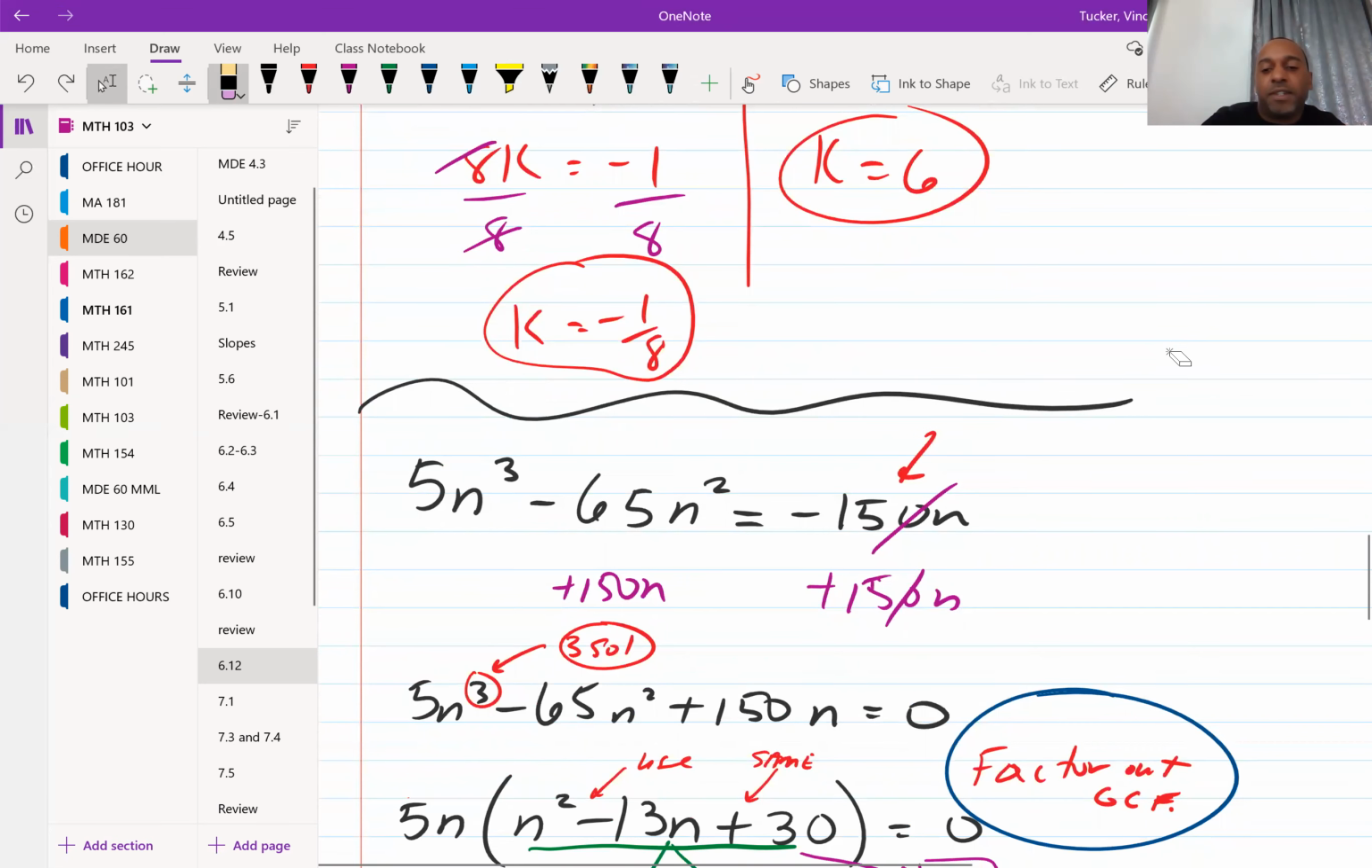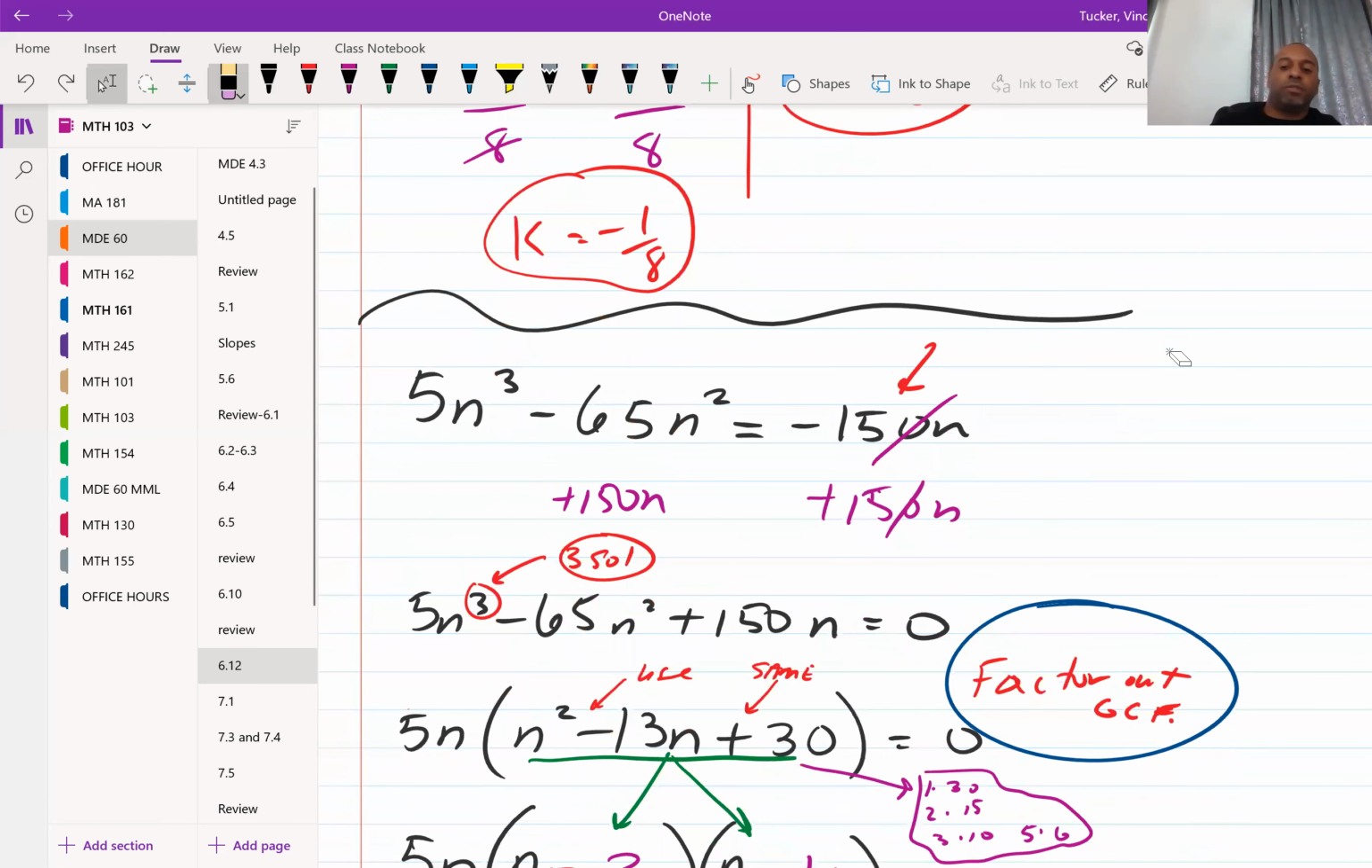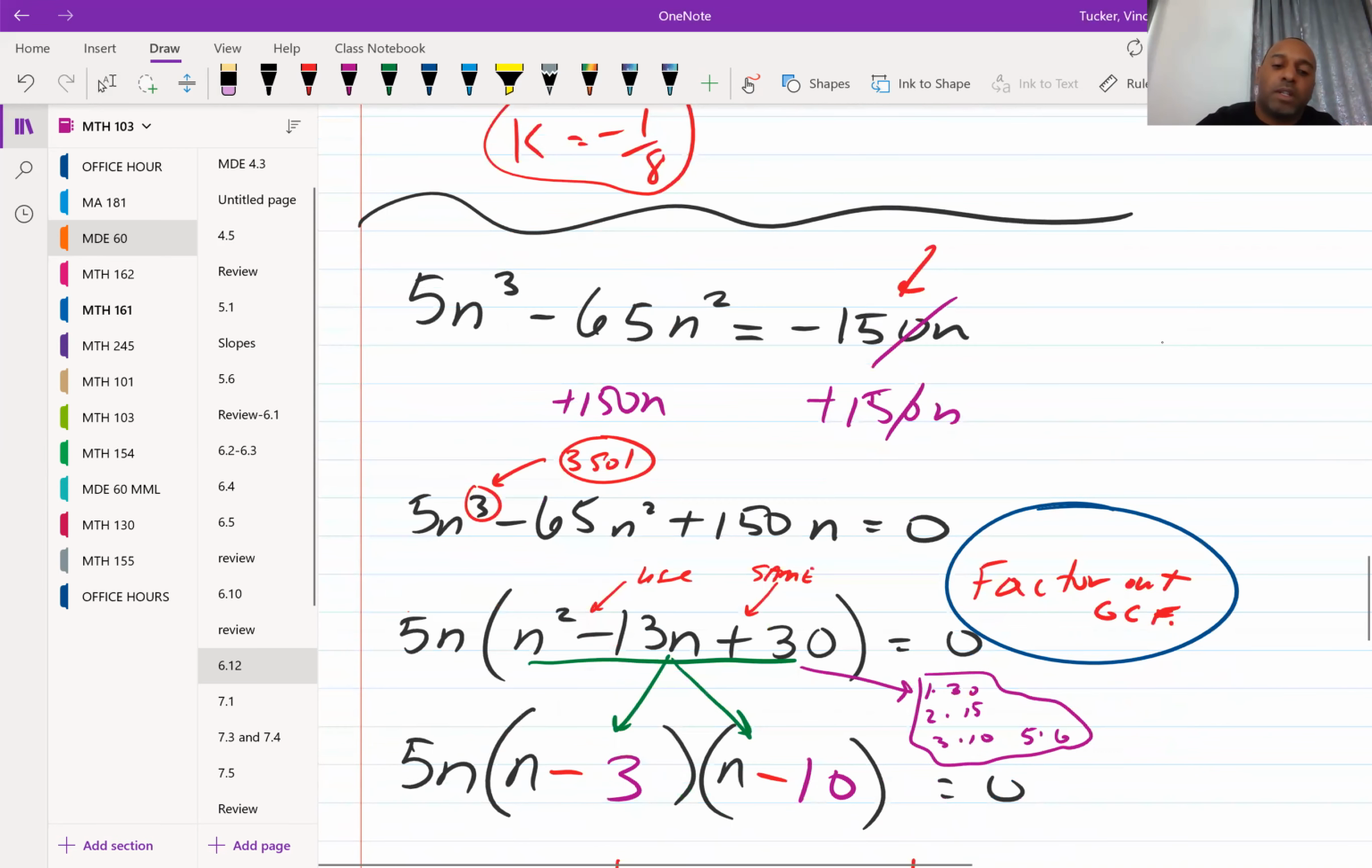So we're going to go ahead and factor. Factor out your GCF first. That gives us 5n times n squared minus 13n plus 30. Then we can factor that n squared minus 13n plus 30. N squared is just n times n. Signs are going to be the same. We're going to use that minus sign for both. You need your factors of 30 that will add together to give you 13, which is 3 and 10.